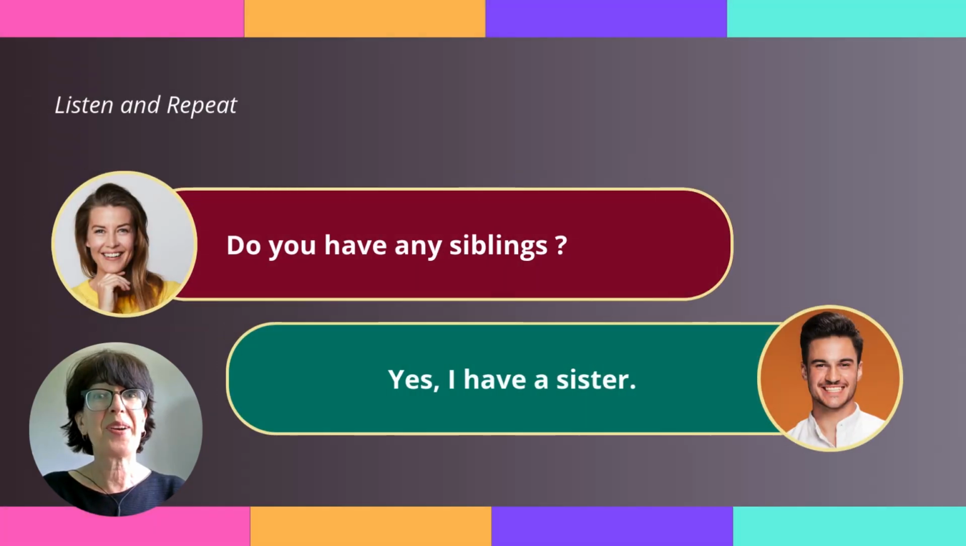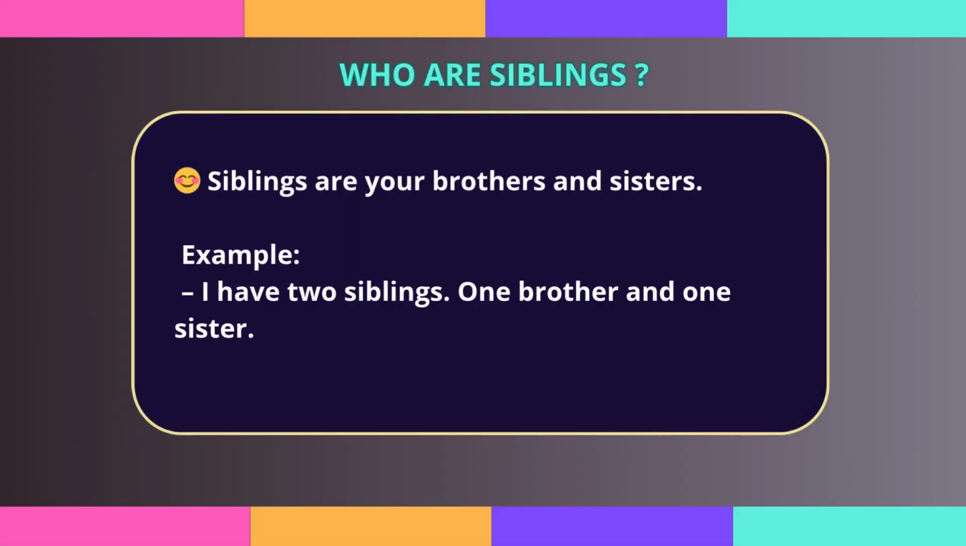Listen and repeat. Do you have any siblings? Yes, I have a sister. And you can ask me, who are siblings? Siblings are your brothers and sisters. For example, I have 2 siblings, 1 brother and 1 sister.